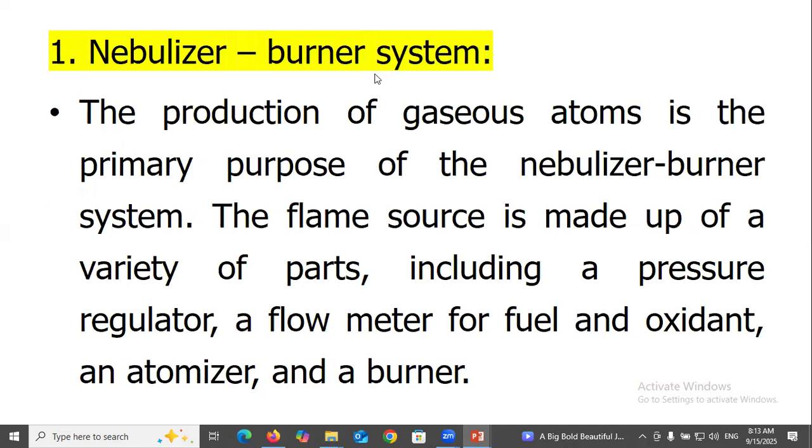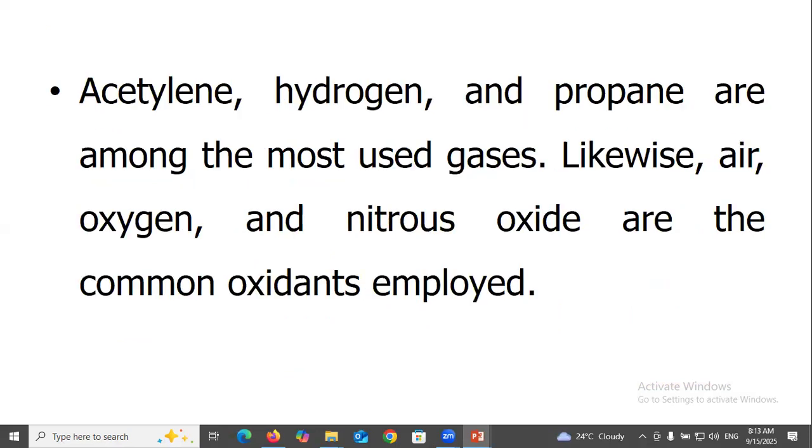Nebulizer or burner system: the production of gaseous atoms is the primary purpose of the nebulizer burner system. The flame source is made up of a variety of parts, including a pressure regulator, a flow meter for fuel and oxidant, an atomizer, and a burner. Acetylene, hydrogen, and propane are among the most used gases. Likewise, air, oxygen, and nitrous oxide are the common oxidants employed.